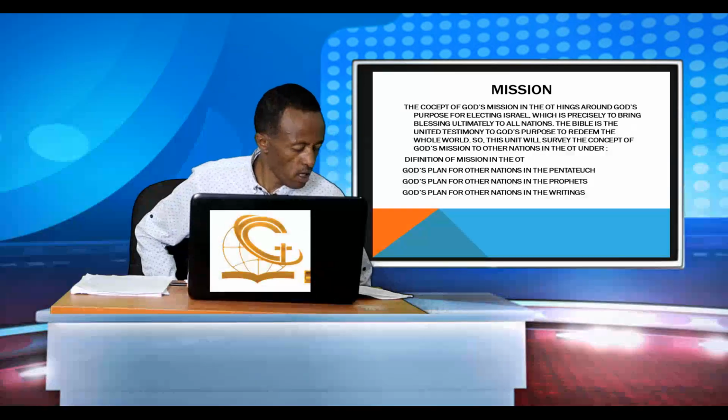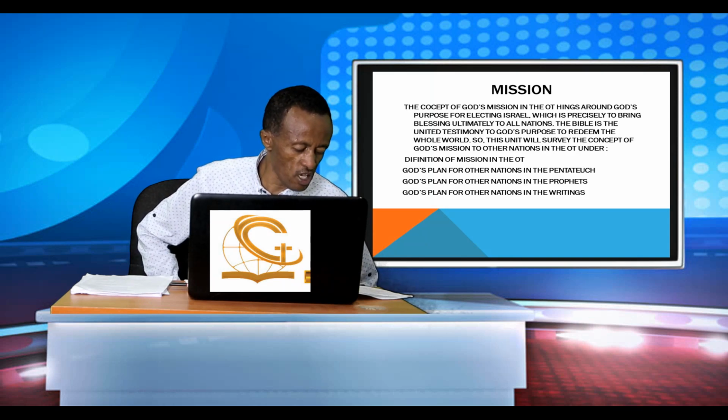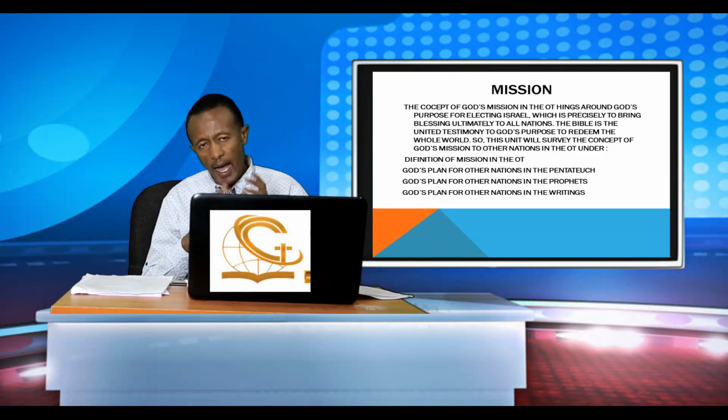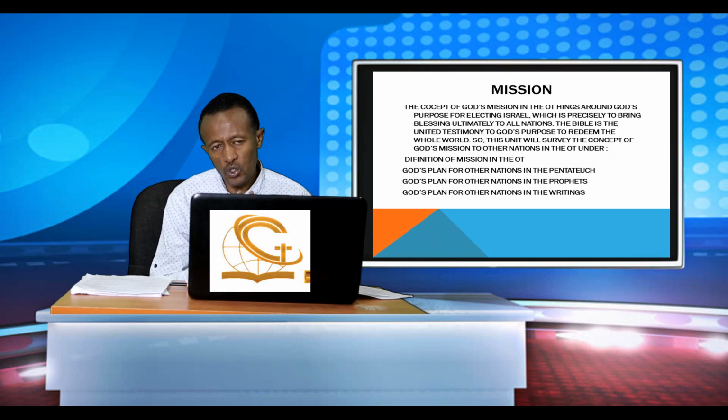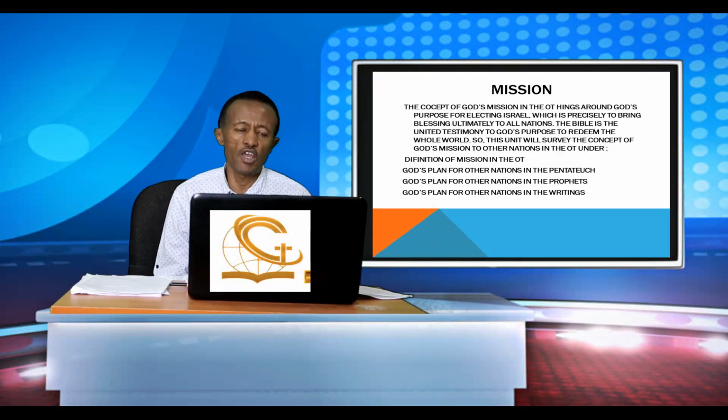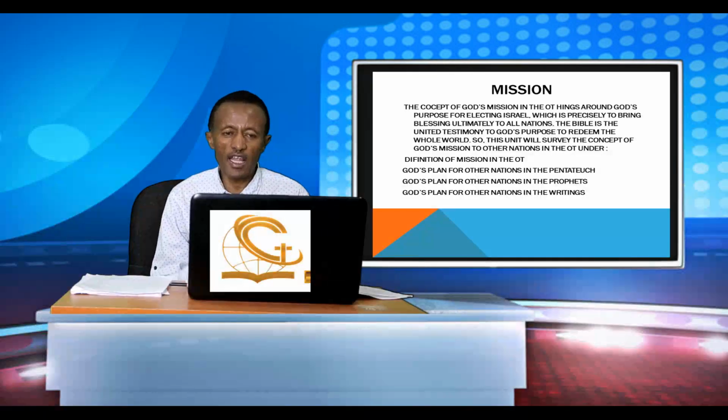Here, the Old Testament hinges around God's purpose for electing Israel, which is precisely to bring blessing ultimately to all nations. God met Israel through Abraham, through Isaac, through Jacob, through Joseph. Through Joseph, God made a nation. And this nation came to Canaan, the promised land. There God gave them a place to live and to serve God as priests and as kings.